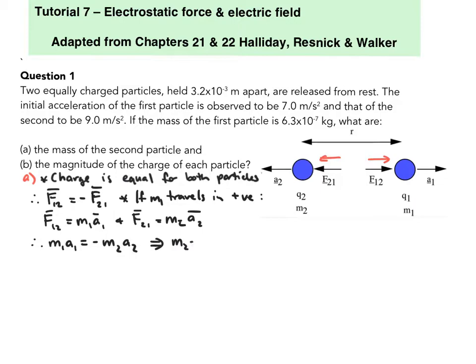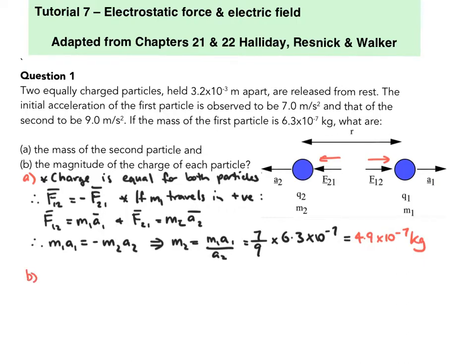M2 is equal to M1A1 over A2, which is 7 over 9 times 6.3 by 10 to the minus 7. That's just the ratio of the accelerations multiplied by the mass. And that comes out to be 4.9 by 10 to the minus 7 kilograms. So the mass of the second particle should be less than the first particle because it acquired a greater acceleration. So that's that part of the question done.